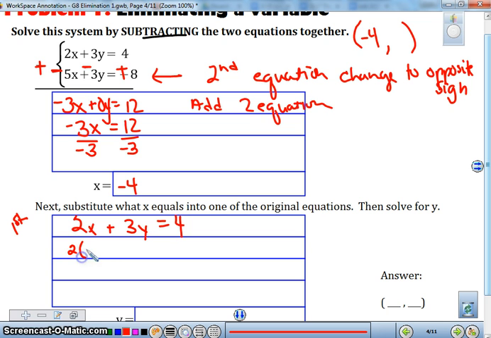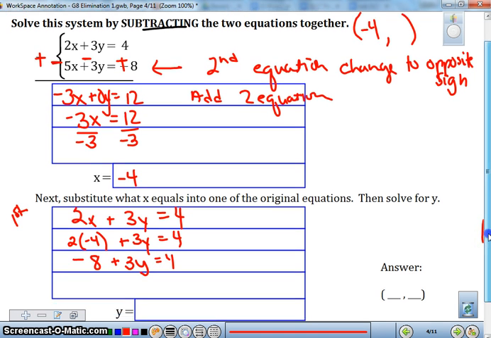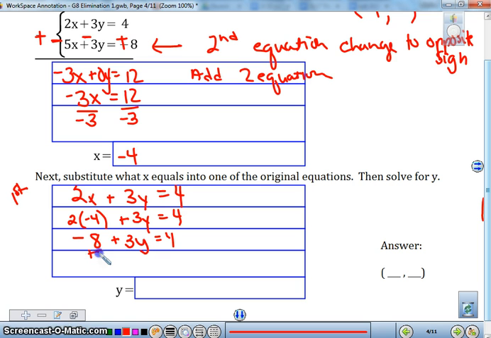That means 2 times negative 4 plus 3y equals 4. And negative 8 plus 3y equals 4. If we continue to solve this, we're going to add 8. And we get 3y equals 12. Dividing by 3, we get 4. So y is 4, and our x was negative 4.